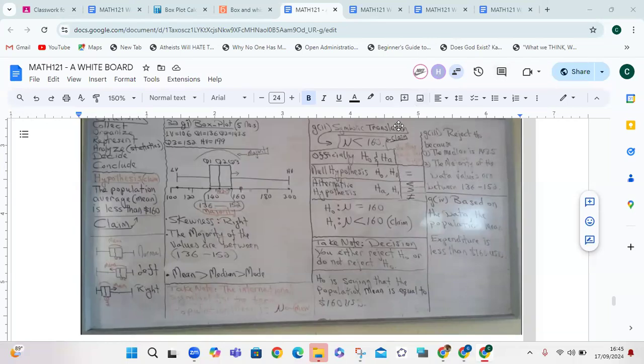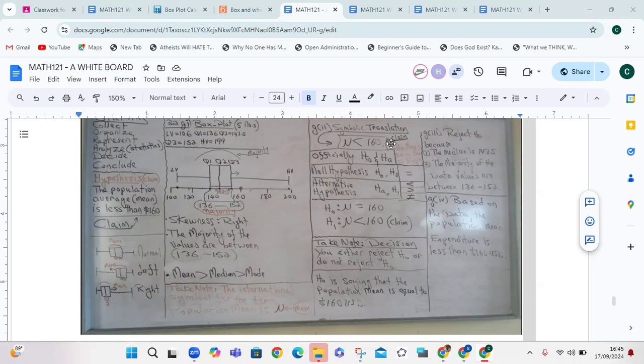Now, as you can see, here is the symbolic translation. Here is the claim: the population mean is less than 160. Mu is the symbol for population mean. This inequality sign that points towards the left is the symbol for less than. When you see this symbol, you've got to say less than. And this is the symbol for 160. So here's the symbolic translation: the population mean is less than 160, which is the claim.